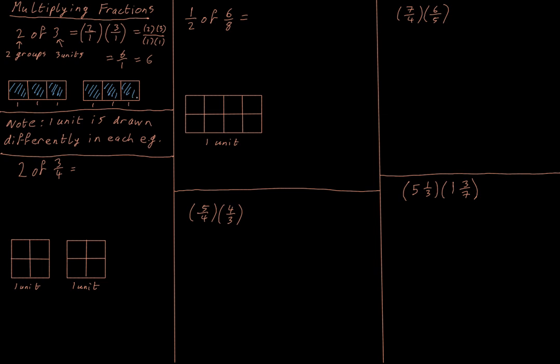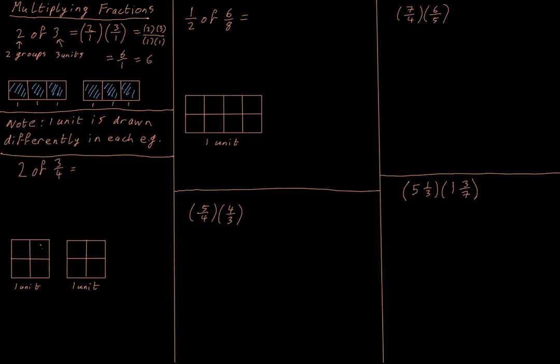Now, can we extend this understanding that we already have for whole numbers to when we have to deal with fractions? Well, if we have 2 of 3/4, in this picture, each one of the bigger boxes, each one of the bigger squares in this case, is going to be 1 unit. So different to the last time. Each one of these overall boxes is 1 unit. And I've broken them up into 4. So if we do this visually first, we have 2 of 3/4.